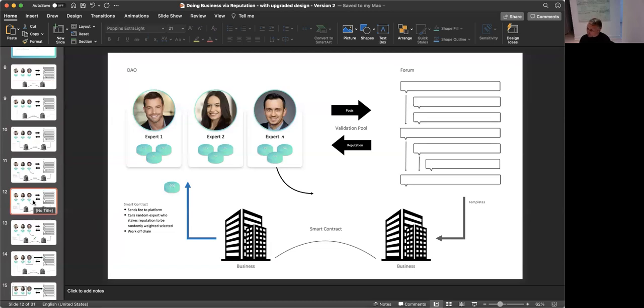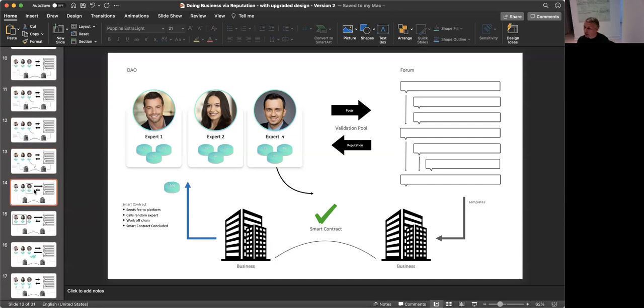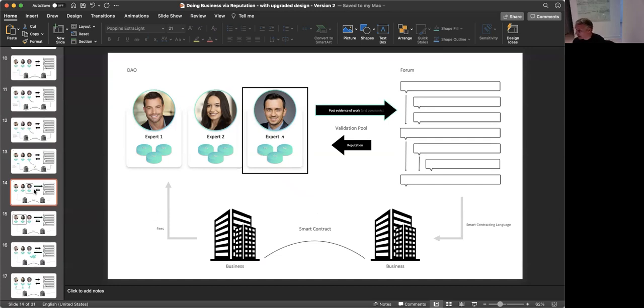So how might this work? The random expert is now called and stakes reputation to be randomly weighted selected. Of course, if you stake in a randomly weighted selection process, you stake 60 and the next lowest person stakes 20, the person who staked 60 has a higher random weighted likelihood to be selected for this job. Hence, expert N here is selected. The person provides off-chain work, and as the work is performed under the smart contract with the external parties, expert N is now providing the evidence of the work to the collective, right? On the forum through which the DAO members interoperate, the expert now provides the evidence of the work and everybody can see it.